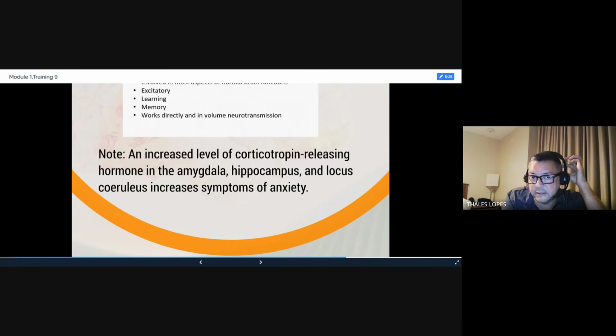An increase in corticotropin releasing hormone in the medulla, hippocampus, and locus coeruleus could also increase symptoms of anxiety.